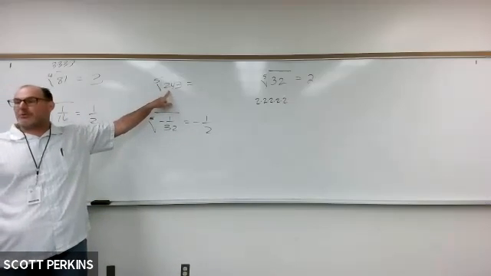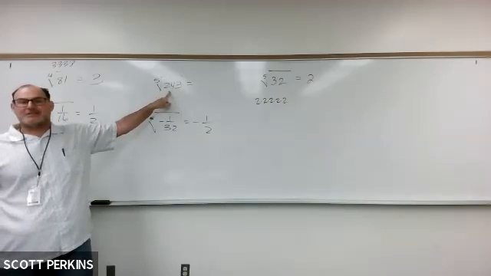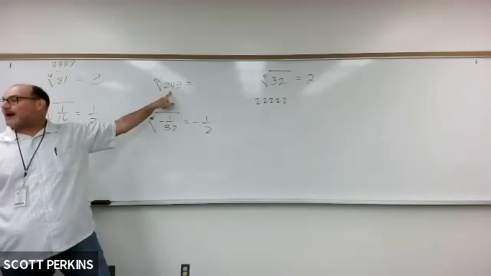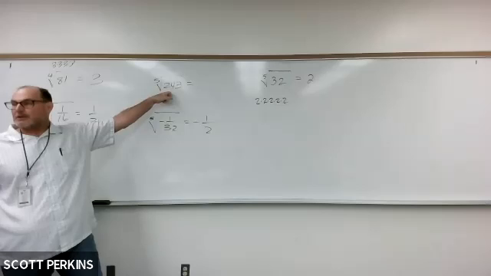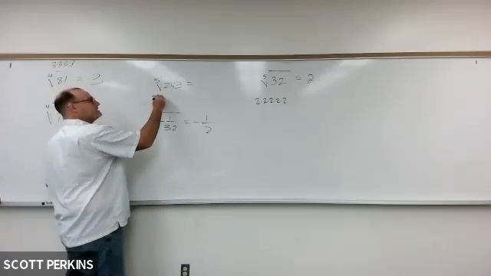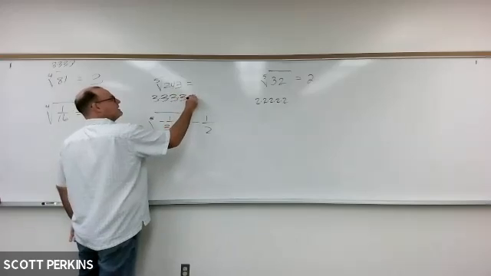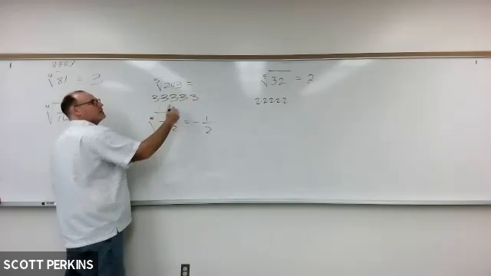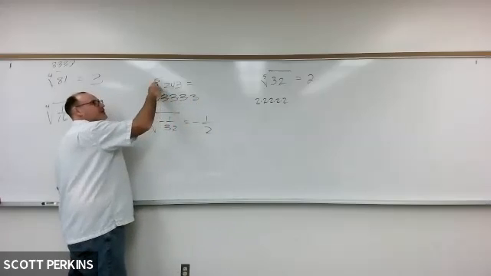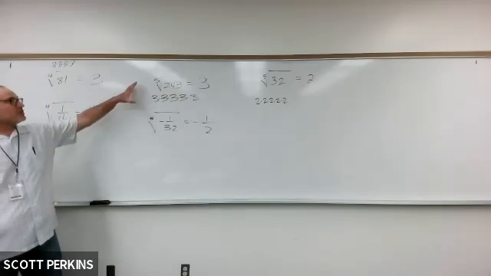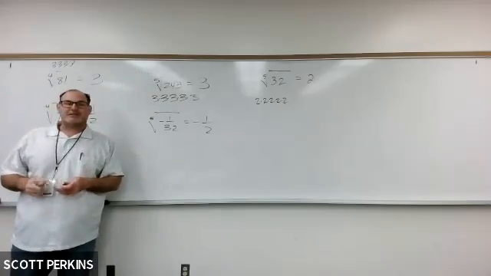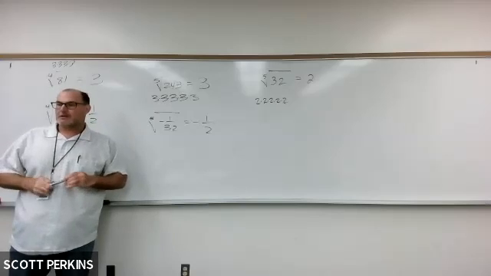The 5th root of 243. What number times itself, if you had to hypothesize right now without thinking about it, is going to give me 243? 3. Okay, 3 times 3 times 3 times 3 times 3 is going to be 243. So the 5th root of 243 is just 3. Again, the reason we don't use larger indexes a lot is because the numbers get big very fast.